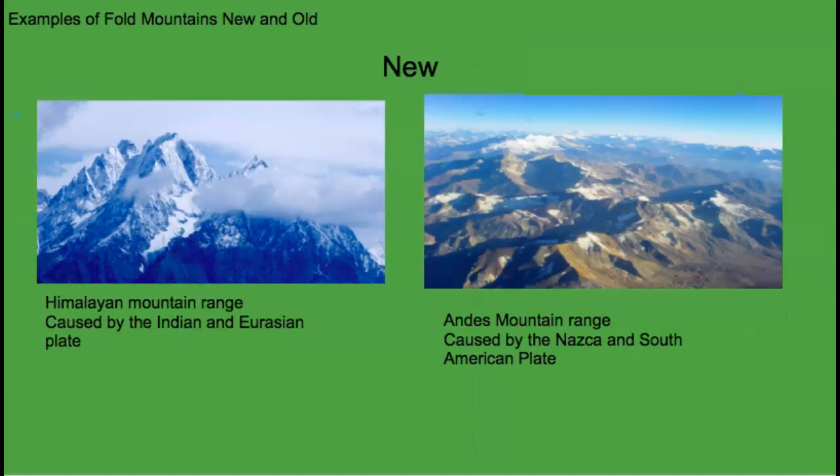And we have new and old fold belt mountains. We have the Himalayas, which are super tall mountains that are being formed right now. They're being pushed up because the Indian and Eurasian plates are slamming into each other, creating these fold belt mountains. We also have the Andes Mountains down in South America, where the Nazca and the South American plates are smashing into each other and forming that mountain range, and that's the longest mountain range above ground on our planet.